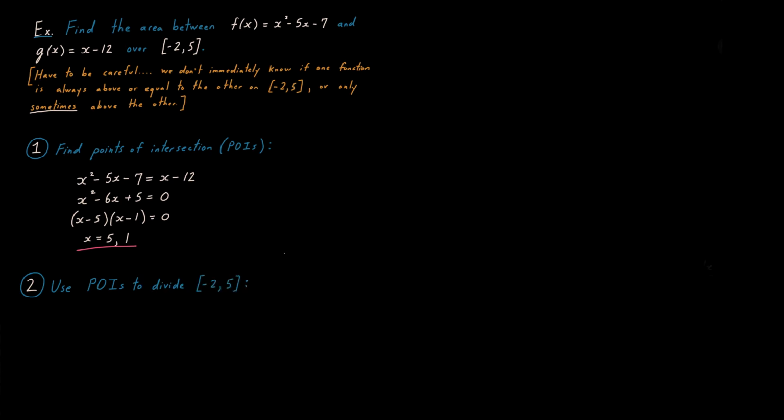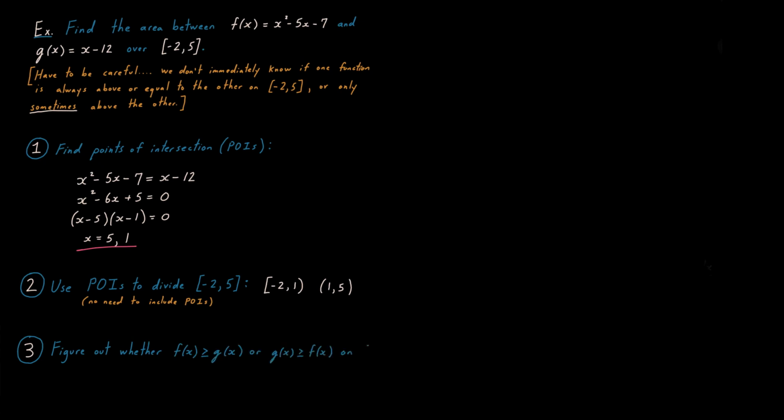Now I'm going to presume I don't know the picture, because some problems you will have to do without a picture in front of you, or it's just going to be too hard to create a picture. So let's do it the hard way first. Let's see if we can divide up my interval of interest, -2 to +5, like so. And indeed I can. I notice I did not include the points of intersection. Now on these two sub-intervals, I want to figure out whether f is greater than g always, or g is greater than f on each one. So first I'll do it for -2 to +1, and then +1 to +5.